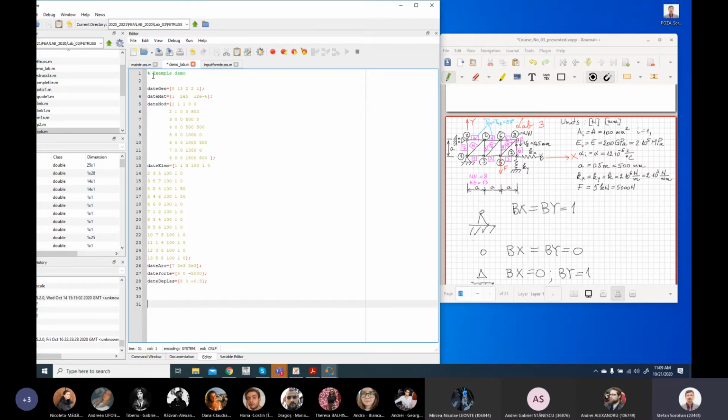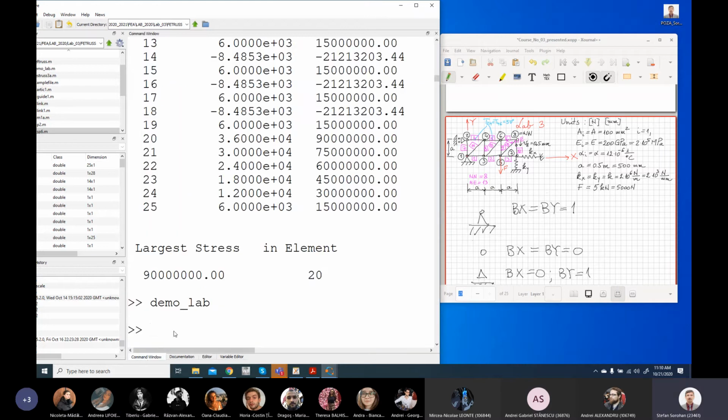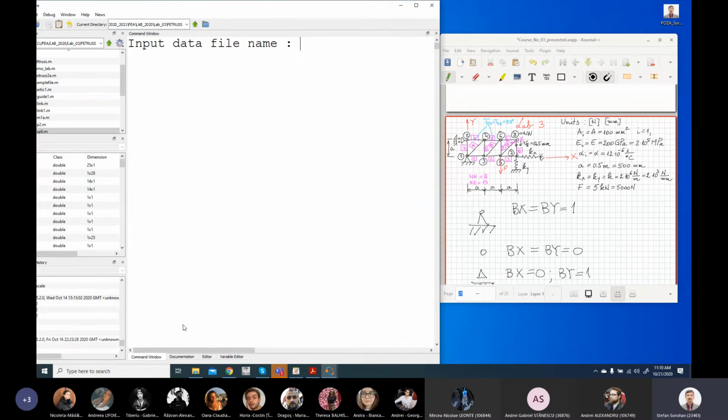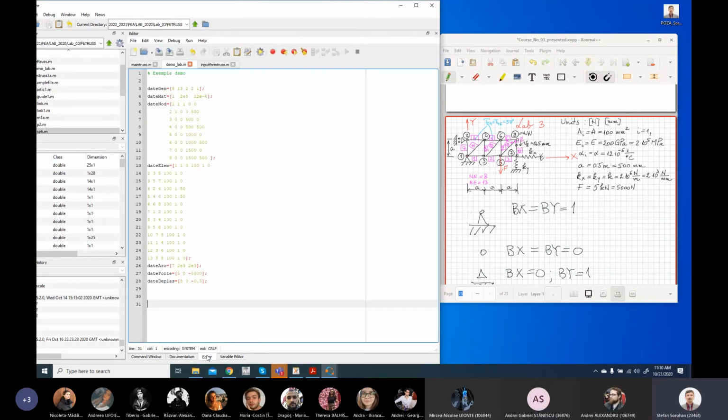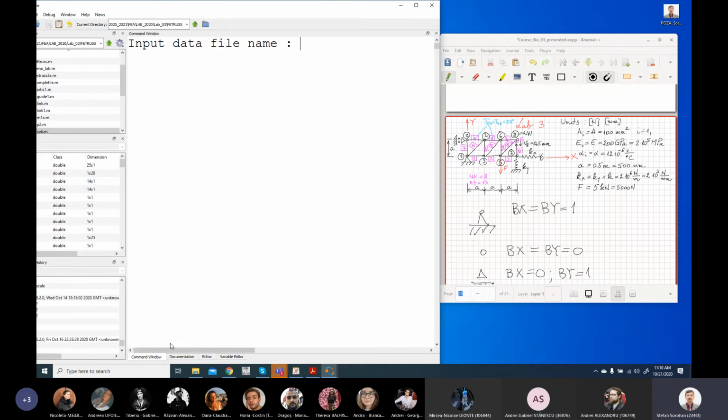And that's all. You must save the file, go in the command window, and let's type truss again using, oh no, main truss. The name of our file here was demo lab. Please note that MATLAB is case sensitive.